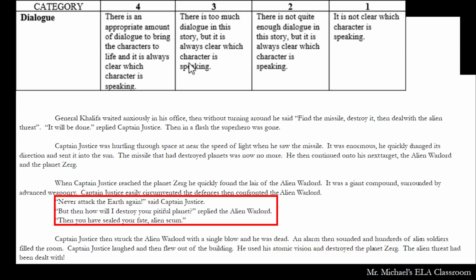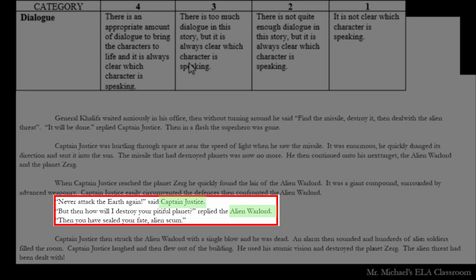Dialogue, excellent right here. There's some good dialogue there. There's some dialogue in the introduction. There's even some dialogue in the first paragraph. So this might be considered a little bit too much dialogue, but I think it's quite good. And I've also really been picky about who is speaking, and I suggest you guys do the same.